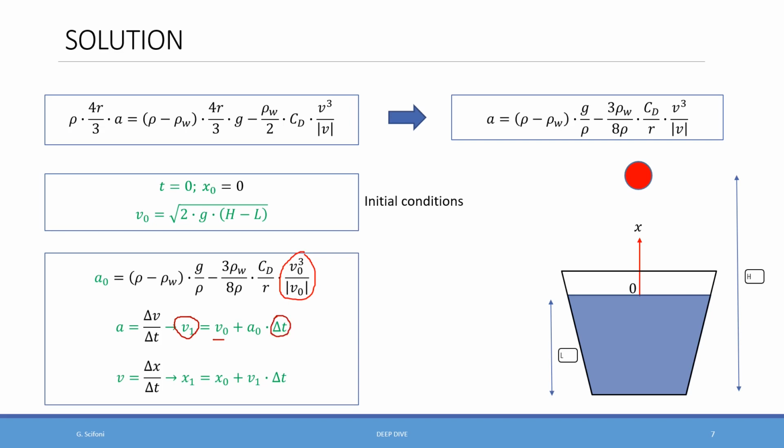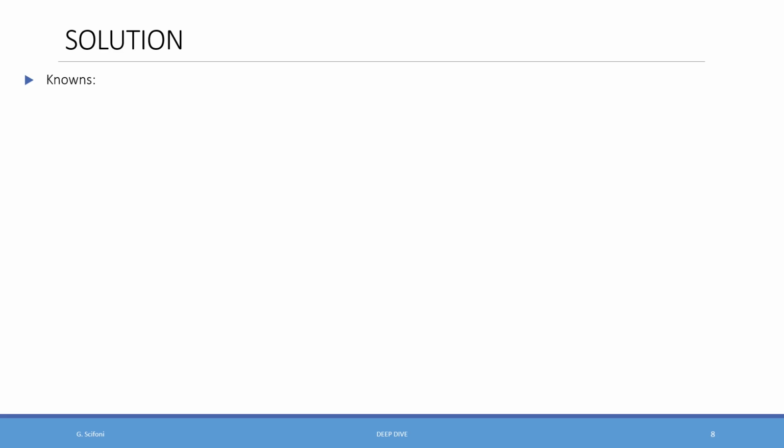The new displacement x1, we can also determine, starting from the displacement at step 0 plus v1 times delta t, and so on. We have found the solution method. Now we need to implement it.